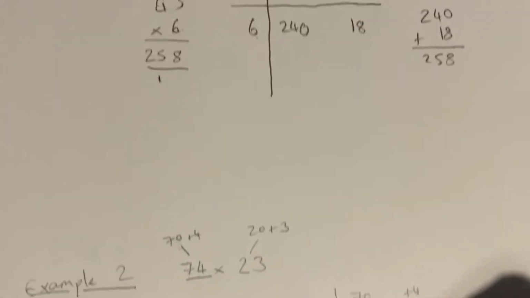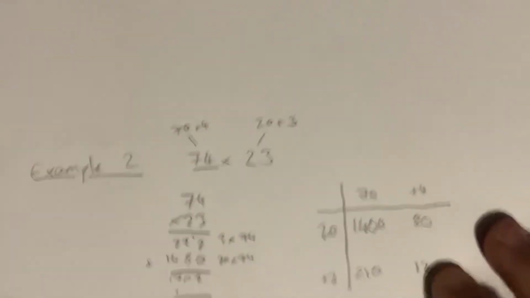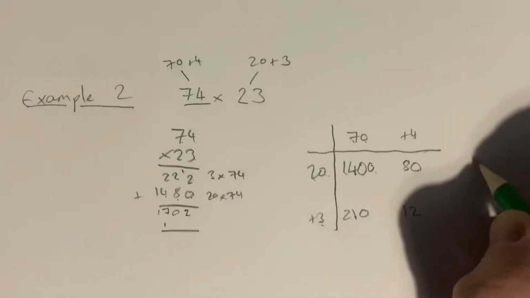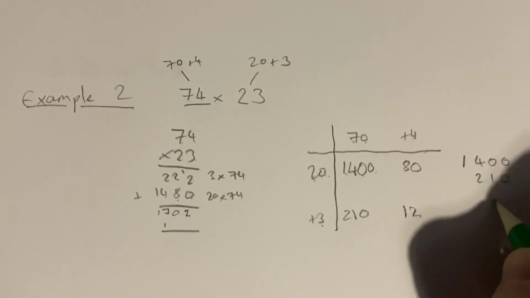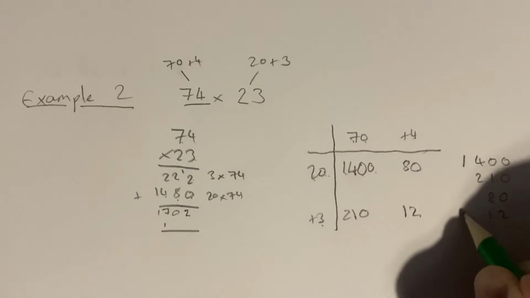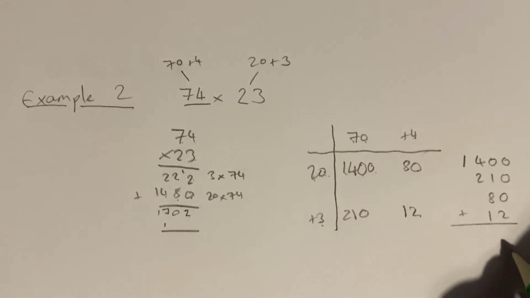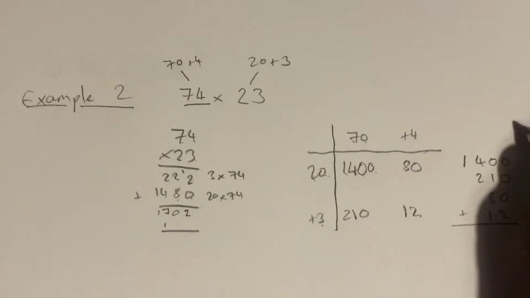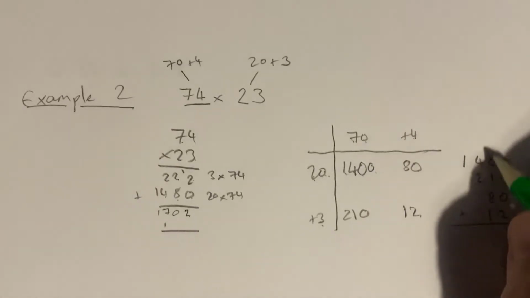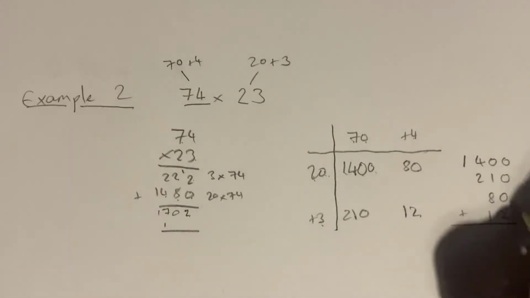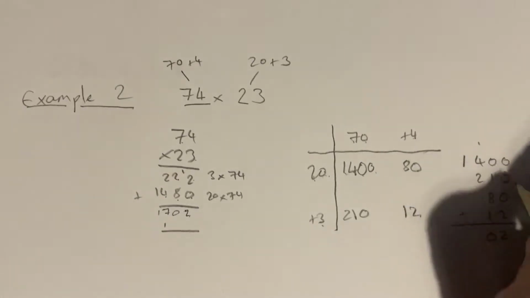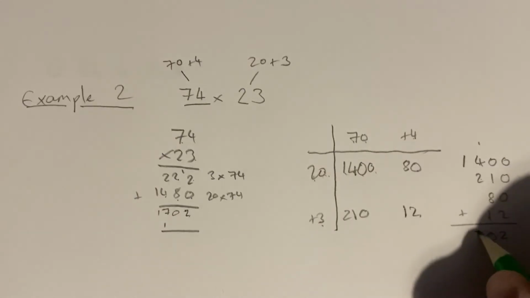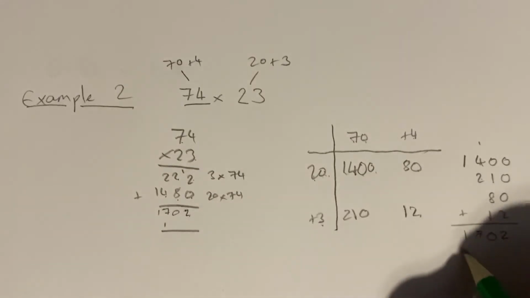Just as in the previous example where we added the two numbers together, I now have 4 numbers to add together. I've got 1,400, 210, 80, and 12. And notice how I'm using the place value to line everything up. I put all my units together, all my tens together, all my hundreds together, and thousands. That gives me 2. 1 plus 8 plus 1 is 10. Carry 1 up here. 1 plus 4 plus 2 is 7. And 1 on its own, 1,702. Same as we've got over here.